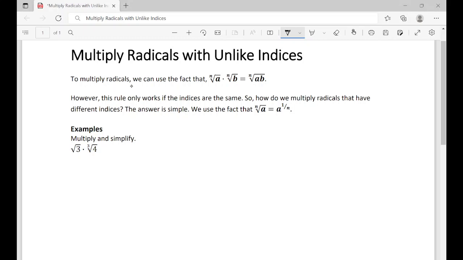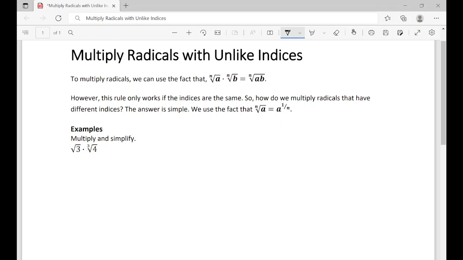To multiply radicals, we typically use the fact that the nth root of a times the nth root of b is equal to the nth root of a times b. However, this rule only works if the indices are the same. So how do we multiply radicals that have different indices? Well, the answer is kind of simple. We just use the fact that the nth root of a is equal to a to the 1/nth power.